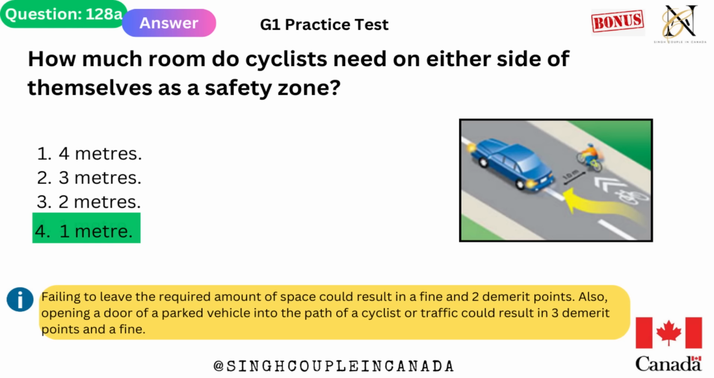Failing to leave the required amount of space could result in a fine and 2 demerit points. Also, opening a door of a parked vehicle into the path of a cyclist or traffic could result in 3 demerit points and a fine.